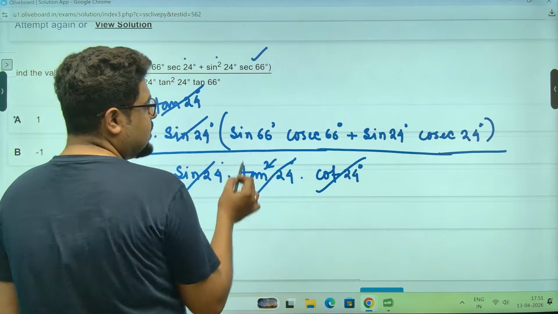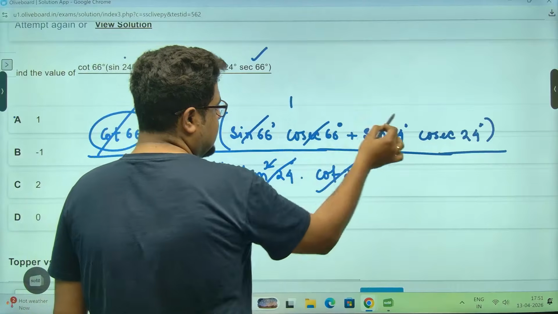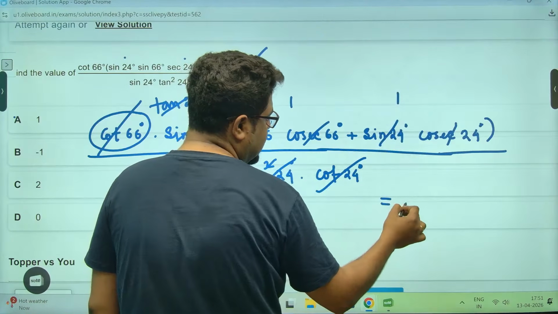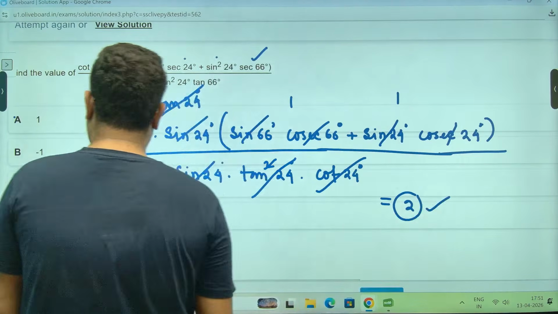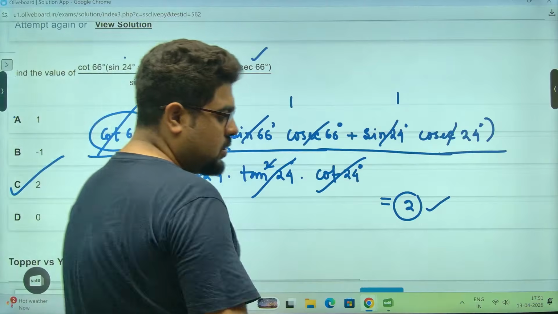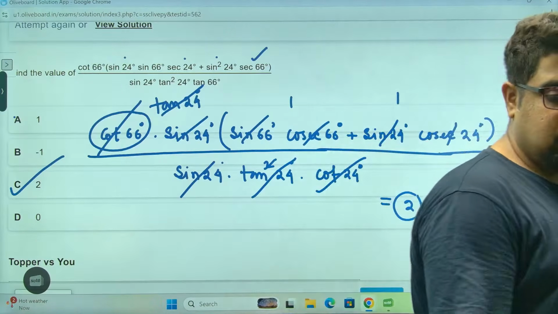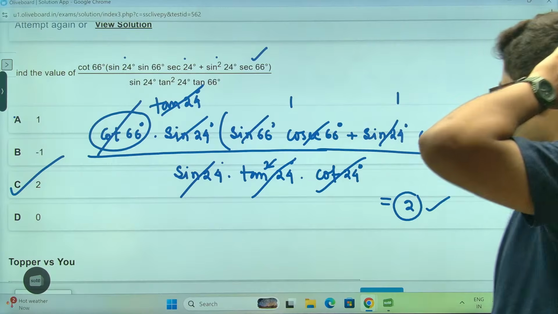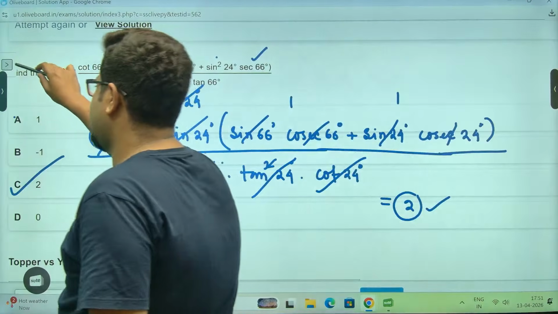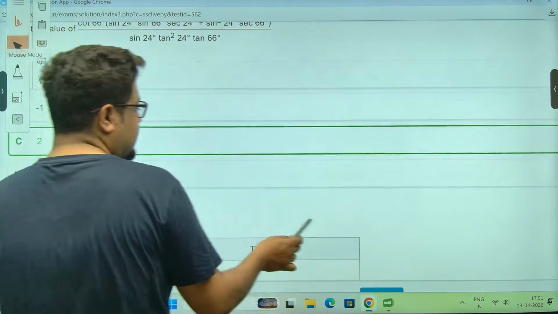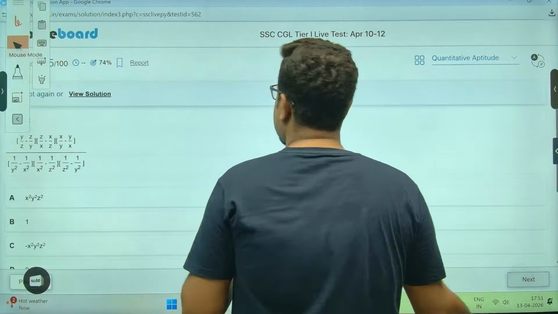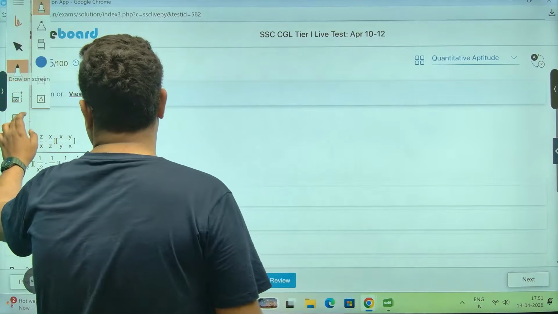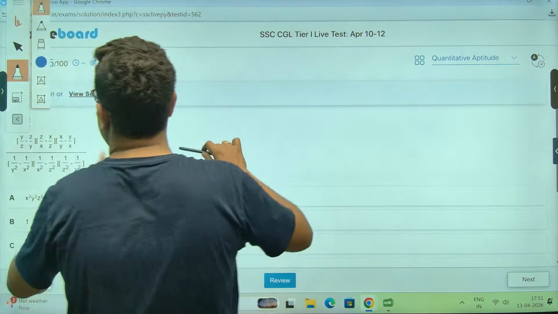This and this gone. So this is gone 1, this is gone 1. Your answer is 1 plus 1, 2, sir. Your answer is option number C, 2. Correct answer. Done, sir. Not difficult at all, sir. Next one, please.